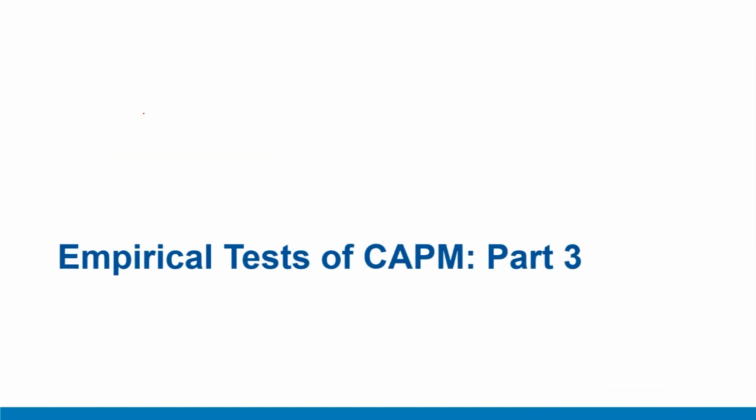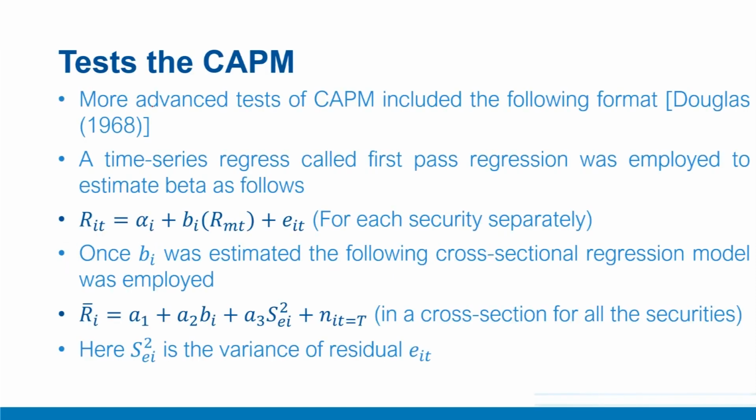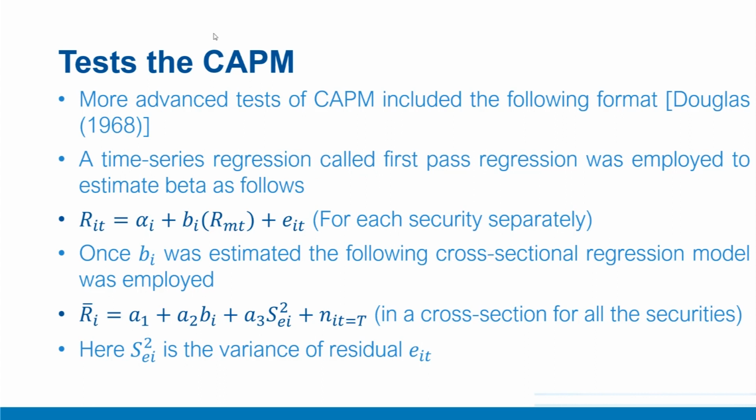In this video, we'll conclude our understanding of empirical tests of CAPM and the zero beta version of CAPM with the most celebrated Fama-MacBeth versions of first and second pass regressions. The more advanced test of CAPM included the following form of regressions. First, they conducted a time series regression called first pass regression, which was employed to estimate betas. The following form of regression, R_it equal to alpha_i plus beta_i R_mt plus e_it, was employed in time series version, and through this regression, the beta_i was estimated.